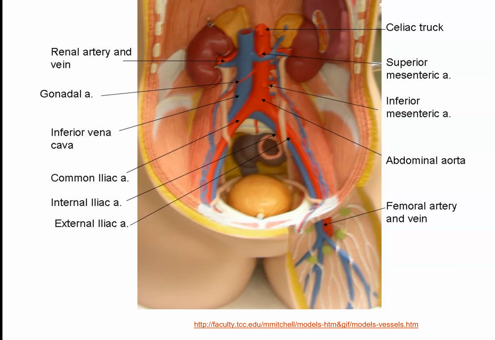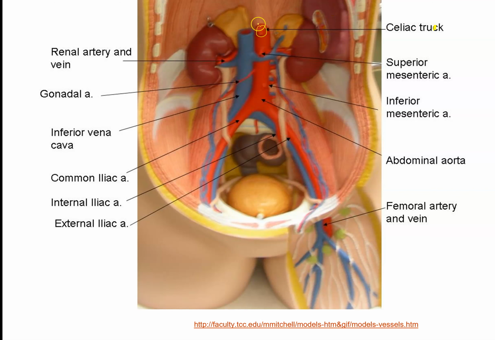All right, this is a model of the urinary system that we have, and it is excellent for looking at those same blood vessels because it's bigger and you can see more detail. This isn't the best picture, but the best I could find with all the labels on it for you. So again, here's the celiac trunk. That's a typo. That should say trunk.